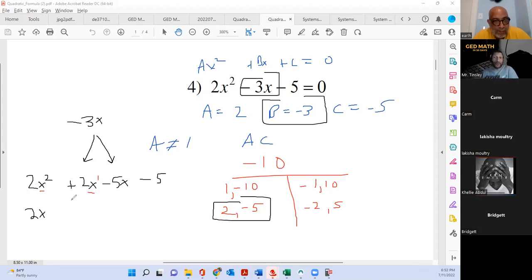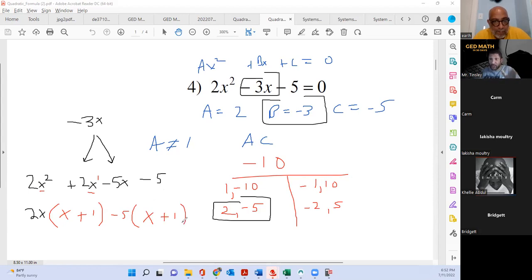So 1 is lower than 2. So I'm going to take my lowest one. So 2x, I'm going to pull out a 2x. So if I pull out a 2x out of 2x squared, I got an x left. Why? Because 2x times x is 2x squared. 2x goes into 2x one time. Then same thing here. I can take out what? A -5. So if I take out a -5, what do I have left? I have x. And then -5 goes in -5 plus 1.